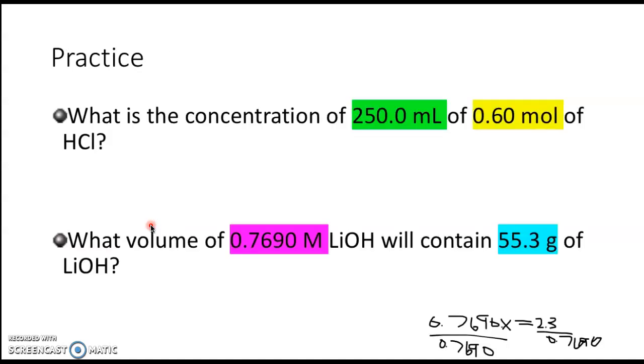What is the concentration of 2.50 milliliters of 0.6 moles of HCl? I know this is a molarity problem because it's giving me concentration down here.